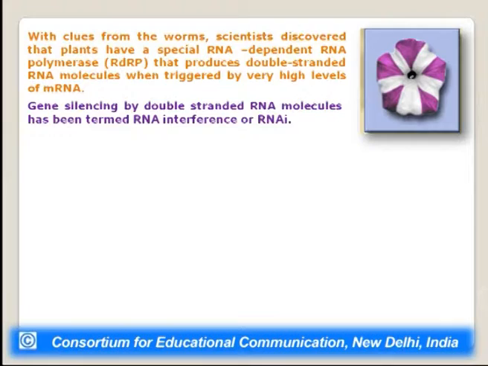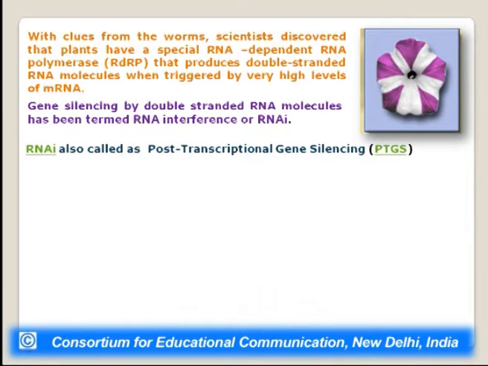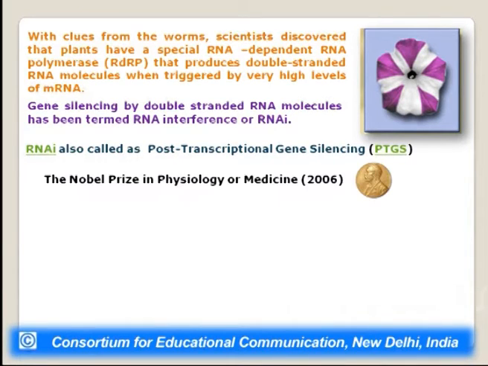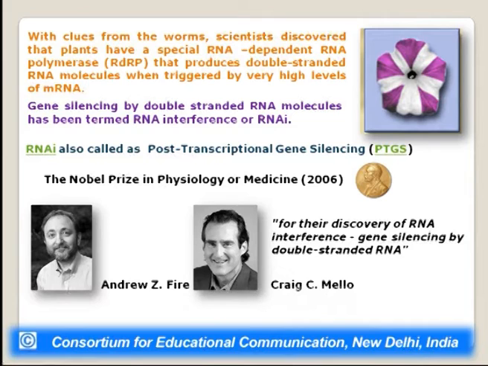The gene silencing by double-stranded RNA molecules has been termed RNA interference, or RNAi. It is also called post-transcriptional gene silencing, and it was such a revolutionary technique that the 2006 Nobel Prize in Physiology or Medicine for the discovery of RNA interference, the gene silencing by double-stranded RNA, was given to Andrew Z. Fire and Craig C. Mello.